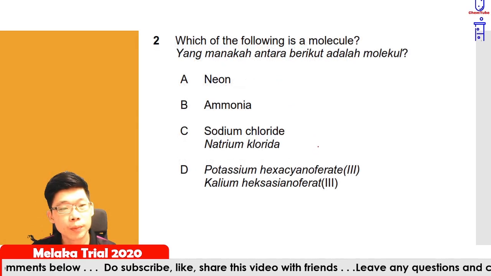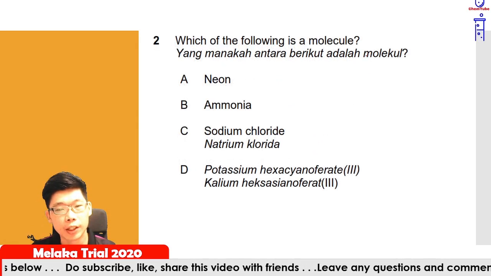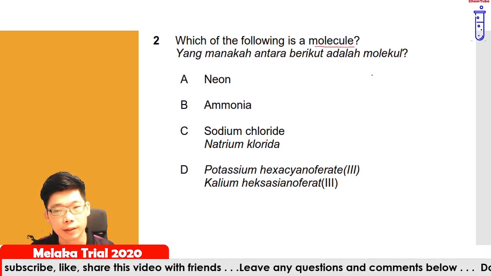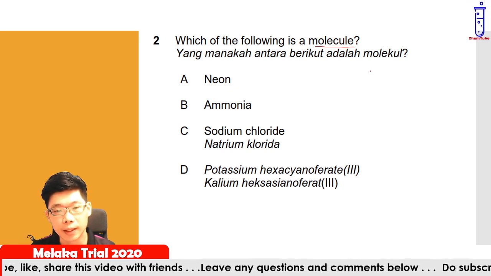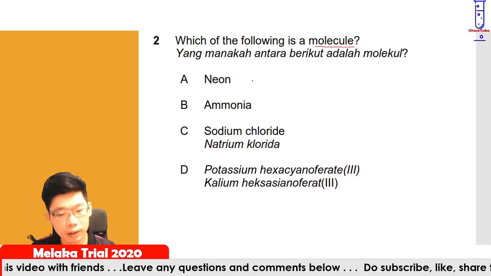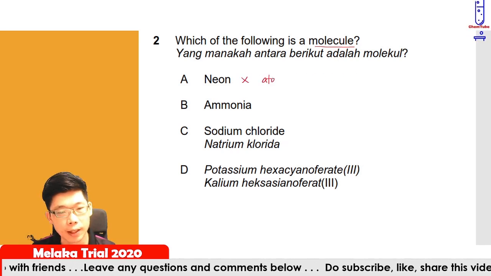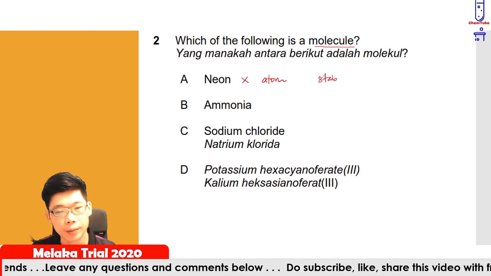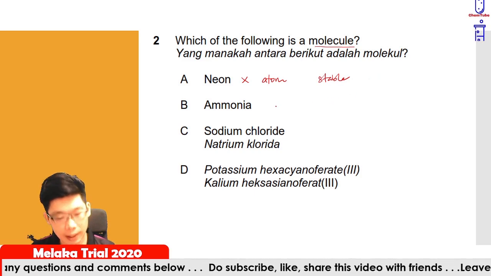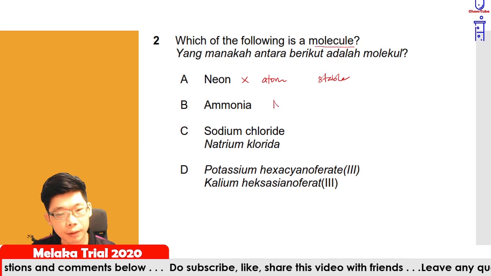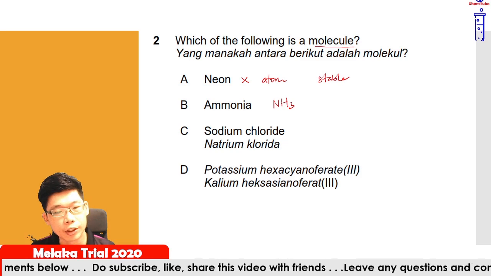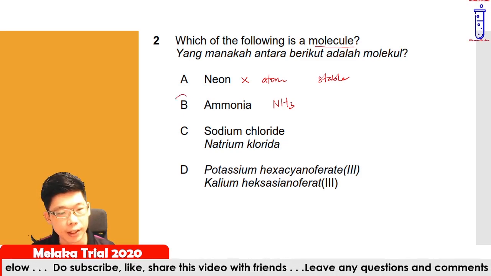Okay, question number 2. Which of the following is a molecule? Molecules are a combination of two or more atoms combined together through the sharing of electrons. Number 1, neon. No, neon is an atom because it has a stable octet electron arrangement under group 18. Ammonia, the formula is NH3. So it's a combination between nitrogen and hydrogen through the sharing of electrons. Yes, correct.